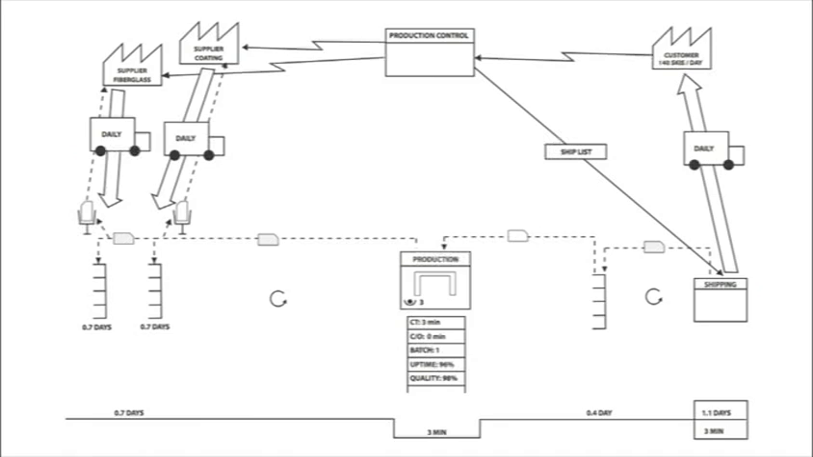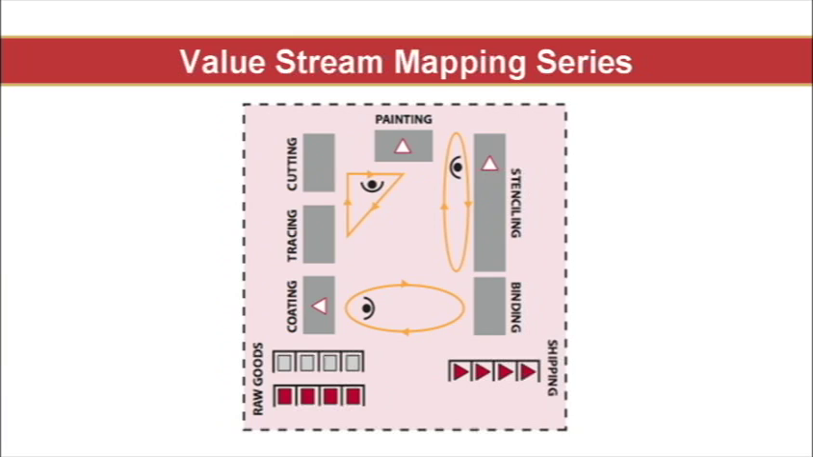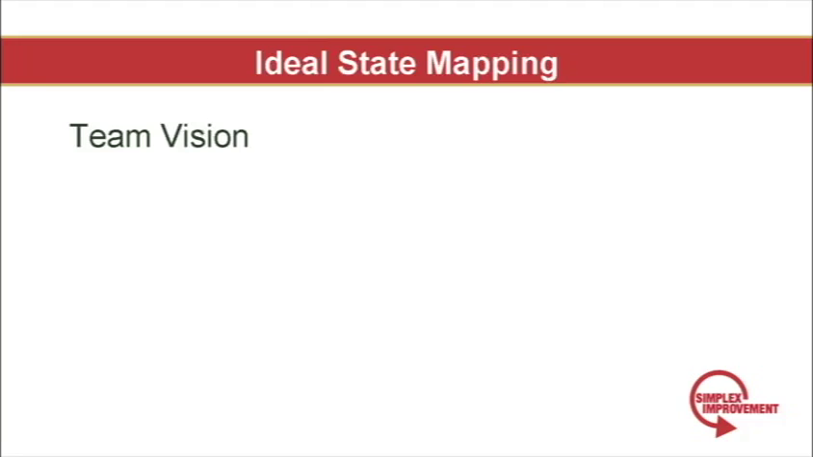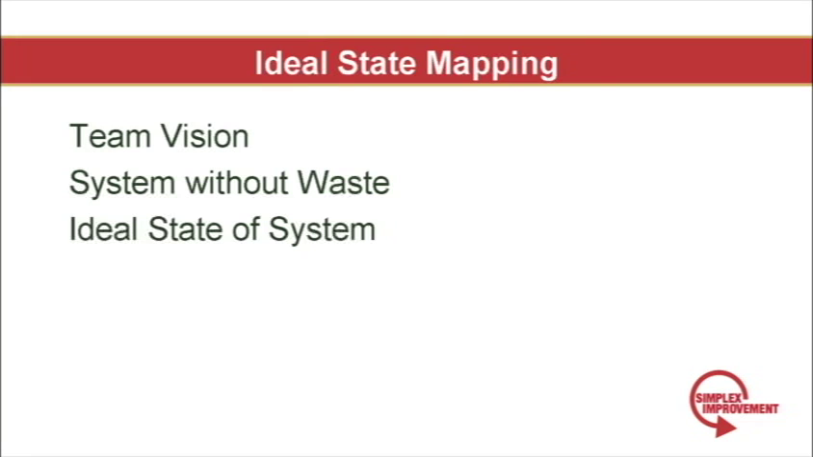Creating an ideal state map can be very interesting. If you're working with a group or an individual that's a visionary, the exercise can stimulate thinking and create a direction that didn't exist before. If you're facilitating this event, it's important that you not impose your vision on the team. The vision has to belong to them. Questions like, what would this system look like without waste? Or, ideally, how do you envision the system running? May get the ball rolling.